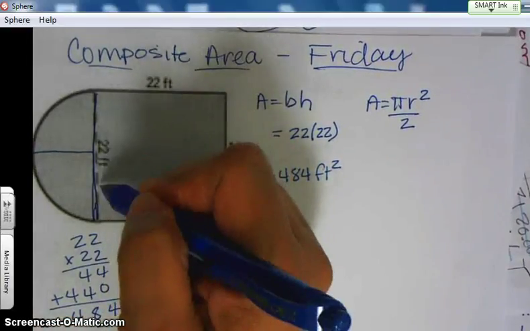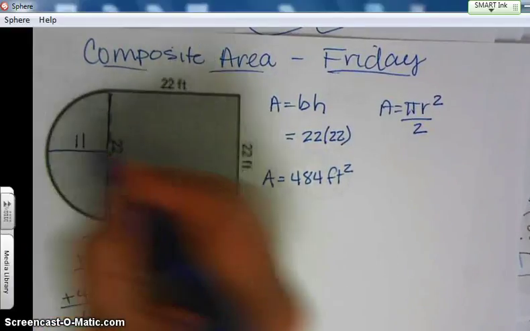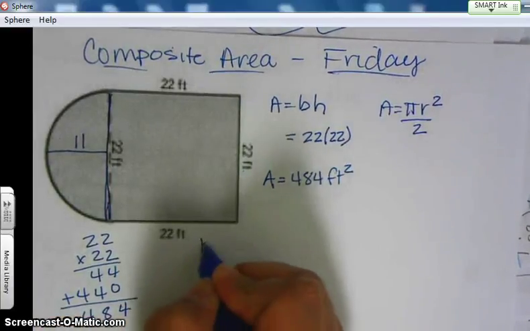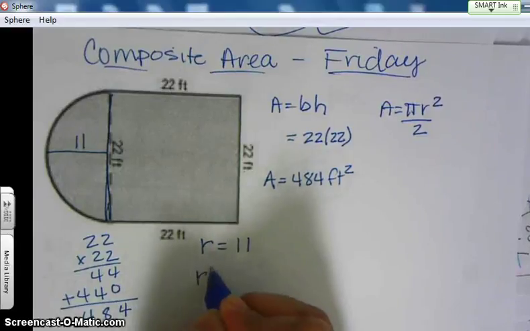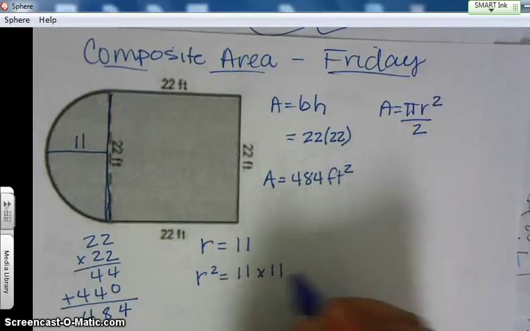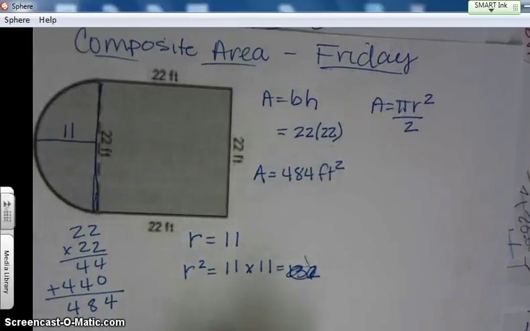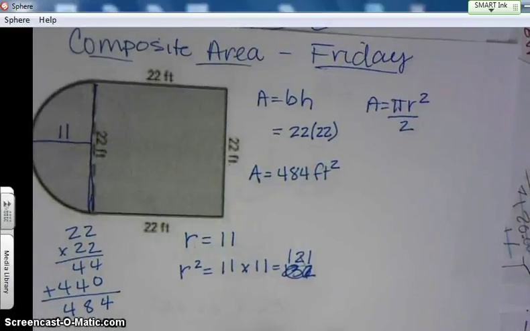If my diameter is 22, half of 22 is 11. And so my radius is equal to 11, and then radius squared would be 11 times 11. 11 times 11 is 121. Okay, so that is radius squared.